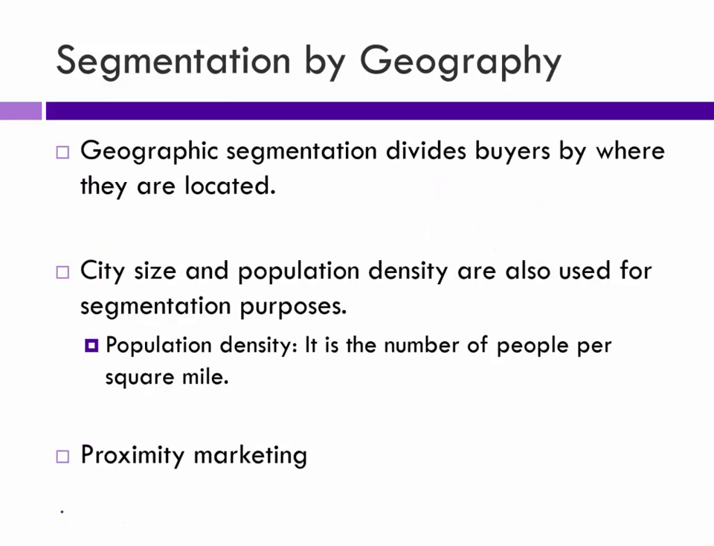Geographically, by where they're located, obviously, that could be international, U.S., it could be people in the north versus people in the south. City size and density are also good ways to market it, because they tend to behave differently. Proximity marketing is what you see when an ad pops up on your phone saying you're driving past the Sheetz right now, do you want to stop in? So that's kind of related to the geographic marketing.